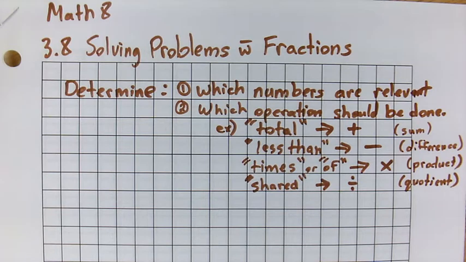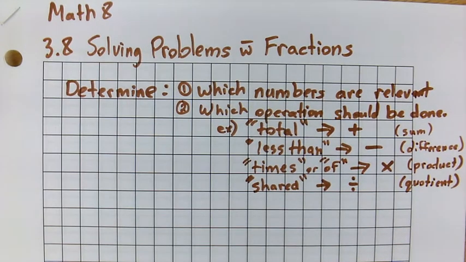Hello, grade 8 math. This is 3.8, solving problems with fractions. When we have a word problem that we need to solve, or maybe something in life that we're trying to figure out, we need to determine a couple things. First, we need to determine which numbers are relevant. Sometimes there might be some measurements or things that have been counted that might actually not be needed to solve a problem. And after that, we need to determine which operation should be completed.